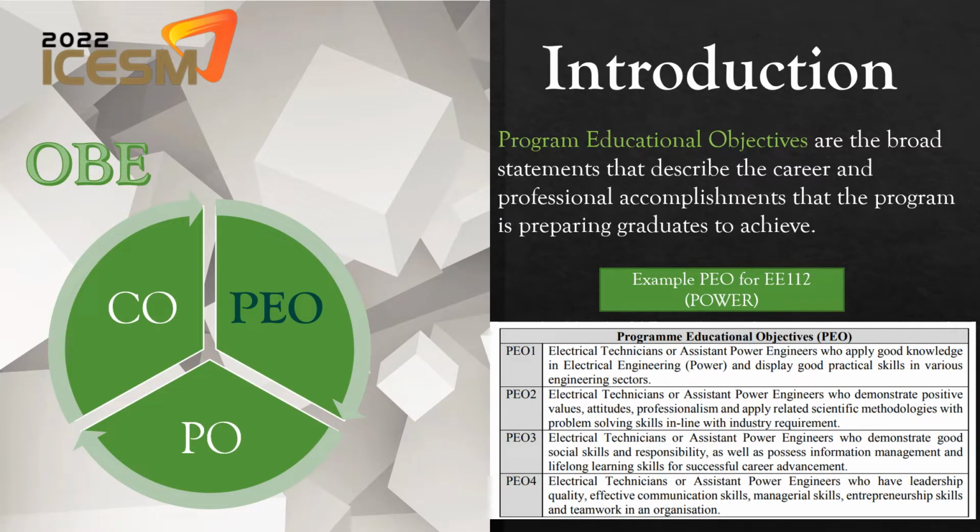For introduction, OBE consists of three elements, which is PEO, PO and CO. PEO, Program Educational Objective, are the broad statements that describe the career and professional accomplishments that the program is preparing graduates to achieve. This is example PEO for program EE112. EE112 program is Diploma in Electrical Engineering, major in Power. So there are 4 PEO focus for this program.